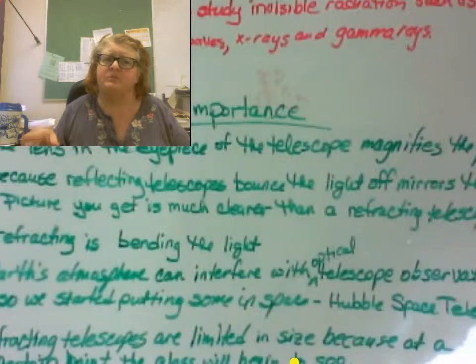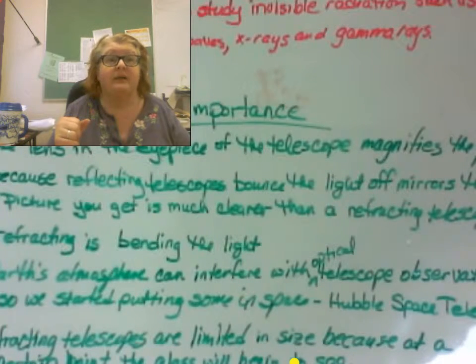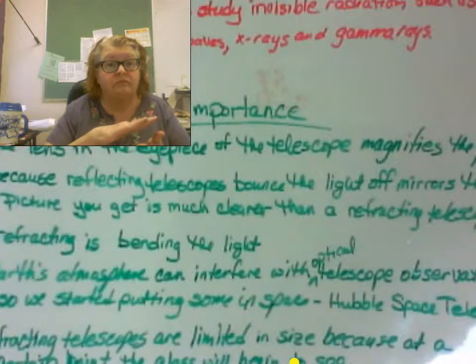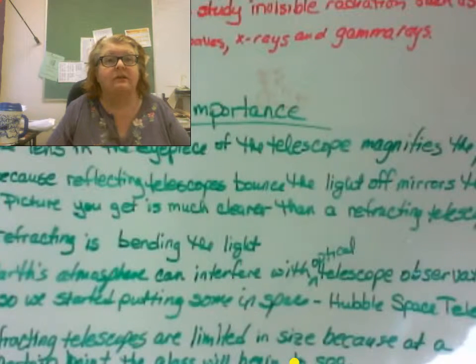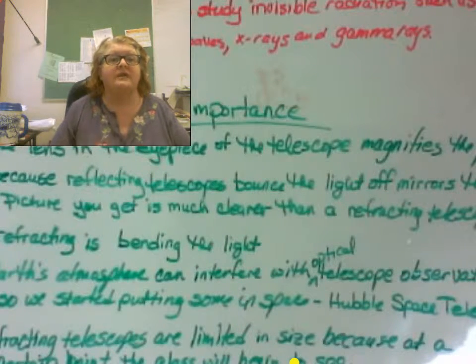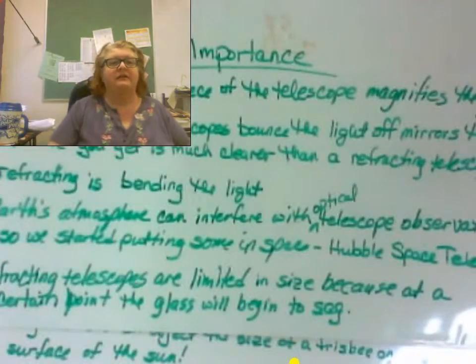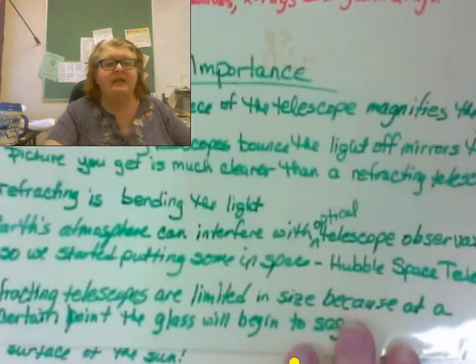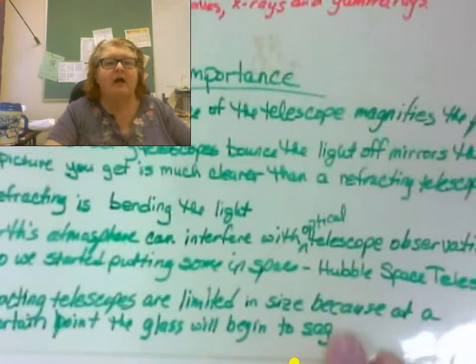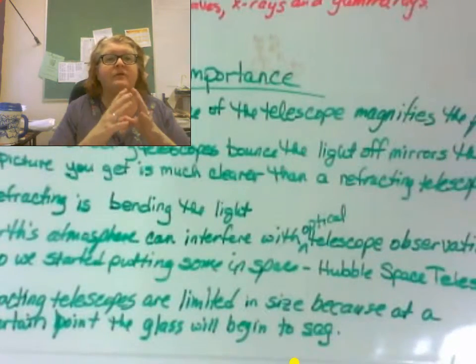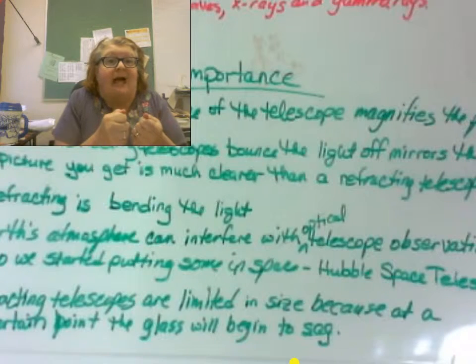And I think I told you in class, plus we read it in the book, that there was a big oops. They ground that just a little bit too much, and they had to send up a crew later with kind of like a contact lens to fix it. And then we have refracting telescopes. Again, I said that it's made with a lens, so it's glass.